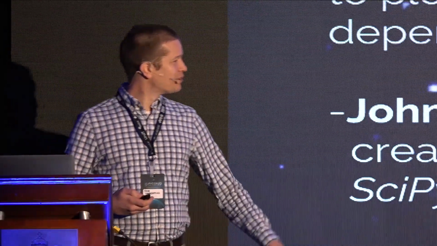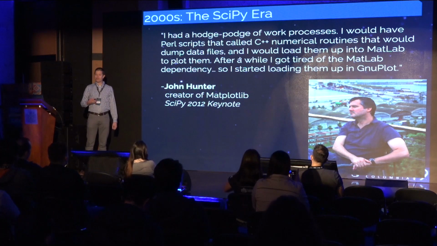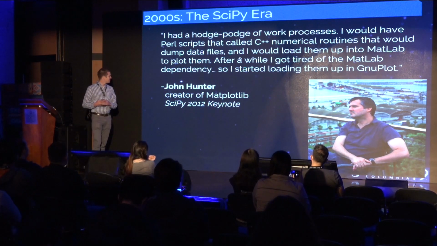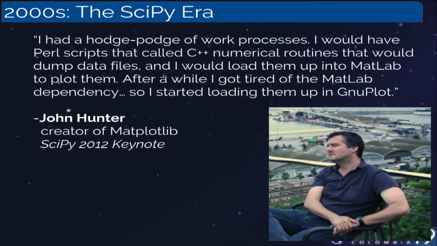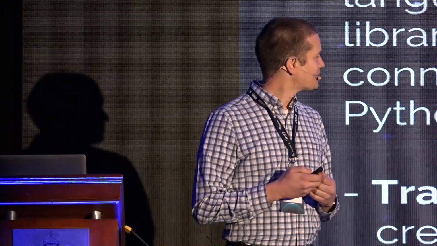One person who was really influential in this was John Hunter. He passed away about 6 years ago, unfortunately, but he was the creator of Matplotlib. He gave a keynote shortly before his passing in 2012, talking about why he developed Matplotlib. He looks back and says, I had a hodgepodge of work processes. I would have Perl scripts that called C++ numerical routines that would dump data files. I'd load them into MATLAB to plot them. And after a while, I got tired of MATLAB, so I started using GNUplot instead. So he motivated this smattering of different tools, similar to the problem that Dave Beazley was solving in the 90s, and he decided to create Matplotlib to address parts of that.